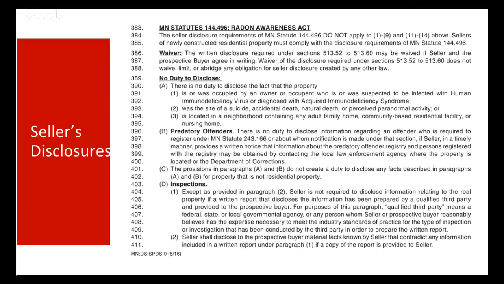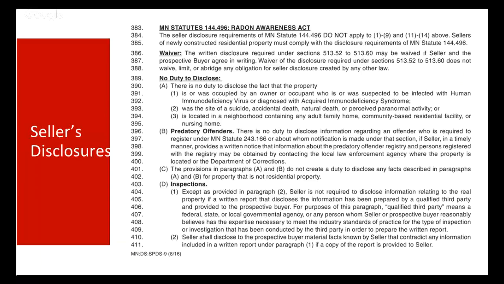Is located in a neighborhood containing any adult, family home, community-based residential facility, or nursing home. Hey, we don't have to disclose that stuff. Predatory offenders. There is no duty to disclose information regarding an offender who is required to register under state law, or about whom notification is made under that section. If the seller, in a timely manner, provides a written notice that information about the predator offender registry and persons registered with the registry may be obtained by contacting local law enforcement agency and where the property is located or the Department of Corrections. It's kind of that website disclosure again.